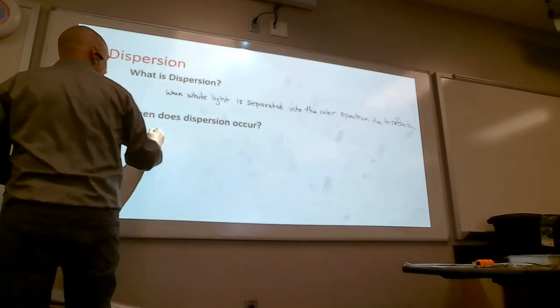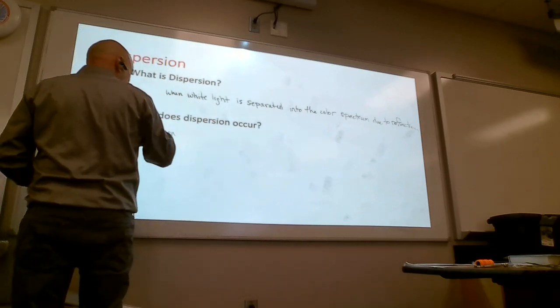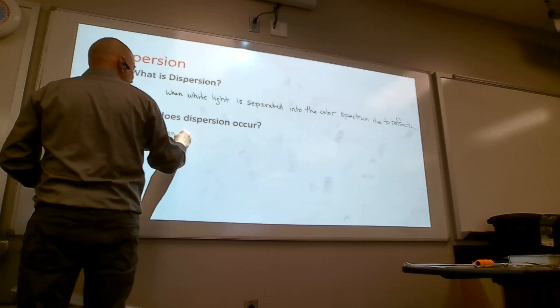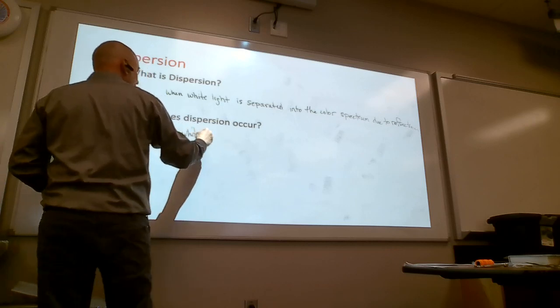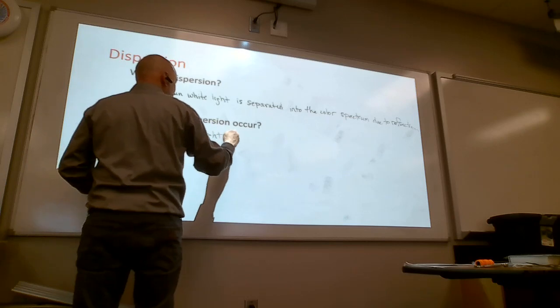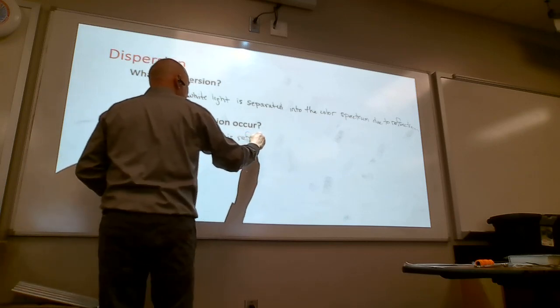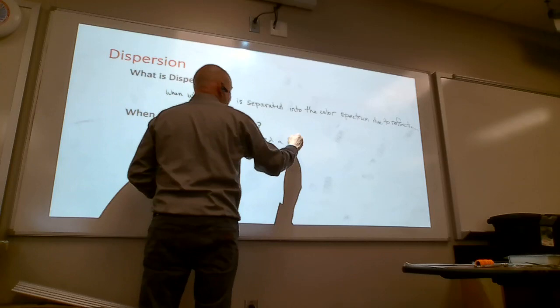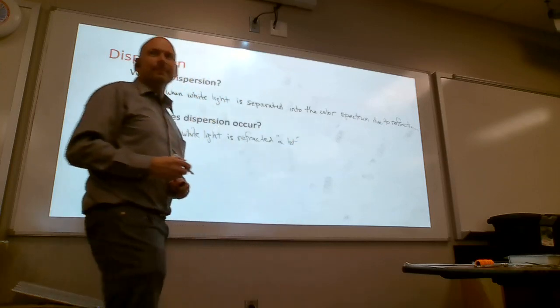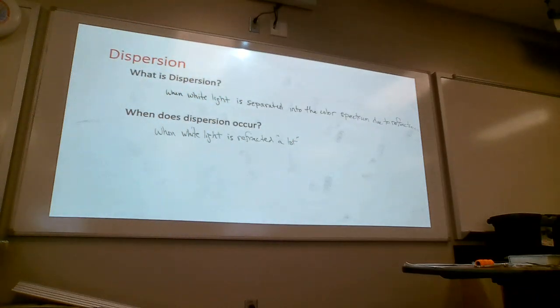When does it occur? When white light is refracted a lot. Okay. Dispersion is when white light is separated into the color spectrum due to refraction, and it occurs when white light is refracted a lot.